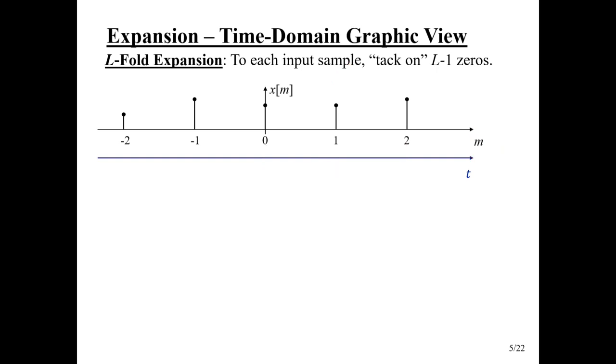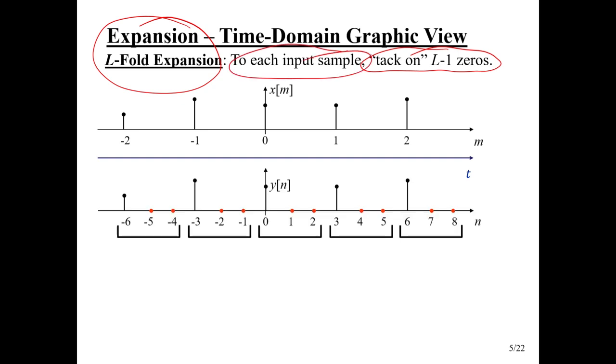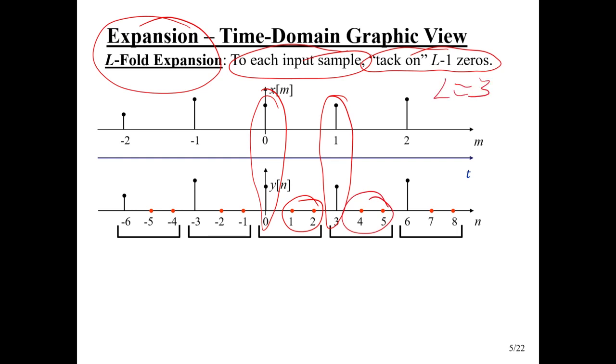Now, here's the trick. This is why we call this expansion, it isn't the final thing that we want. What we're going to do is tack on L-1 zeros to each input sample. So there's the trick. Here's an input sample, and now I stuff in 2 zeros. And here's a sample, and I stuff in 2 zeros. This is for the case of L equal to 3. Should have said that explicitly, but I didn't. And so on and so on. Okay, so that's the idea.